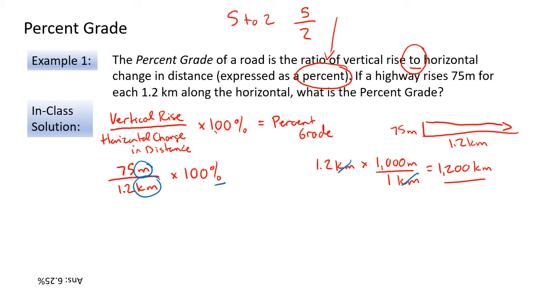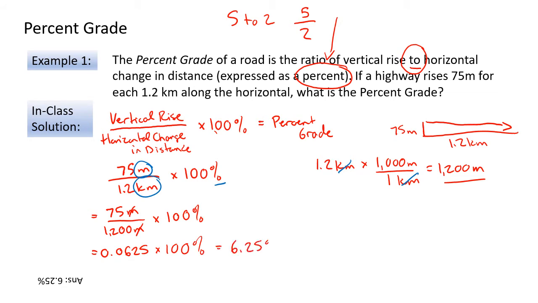So we can substitute that value in. 1,200 meters. Okay, see, all of us can make these types of mistakes. So we can substitute that value in. So that's the same as 75 meters divided by 1,200 meters multiplied by 100%. So in this case, because we have the same unit of measure, meters and meters, they cancel. So 75 divided by 1,200 would give you 0.0625 multiplied by 100%. So that gives you a percent grade of 6.25%.